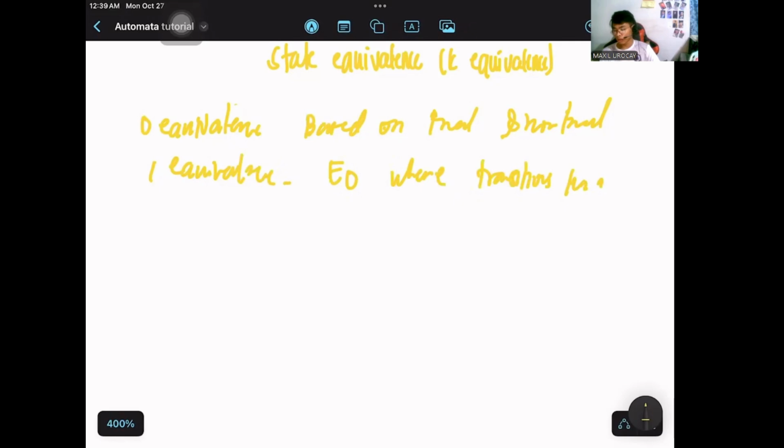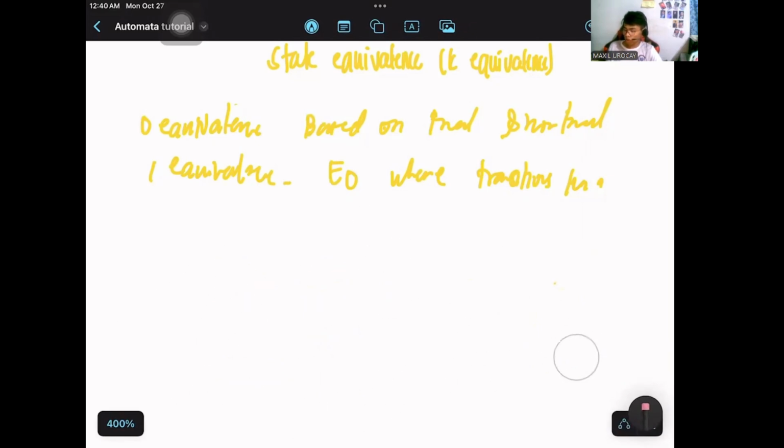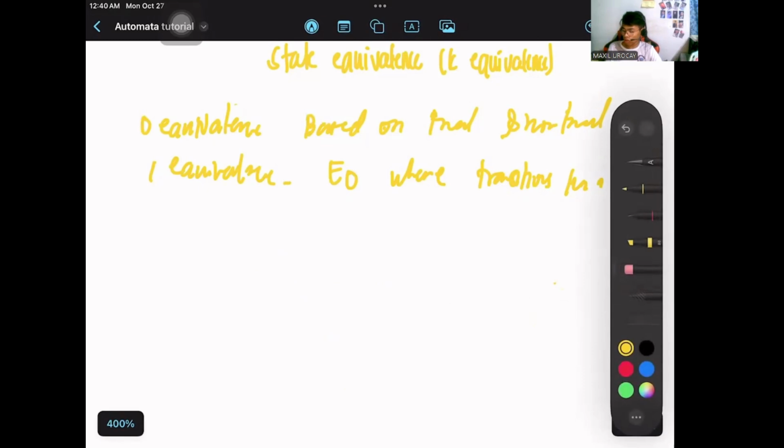So, for example, Q0 with input A goes to Q1 and Q2 with input A goes to Q1. This is not considered distinguishable. If Q0 with A and Q2 with A direct, one to Q1 and the other to Q3, then this is distinguishable. So that's how it works. We'll run through that later on, step by step, so that you will really understand how it works.